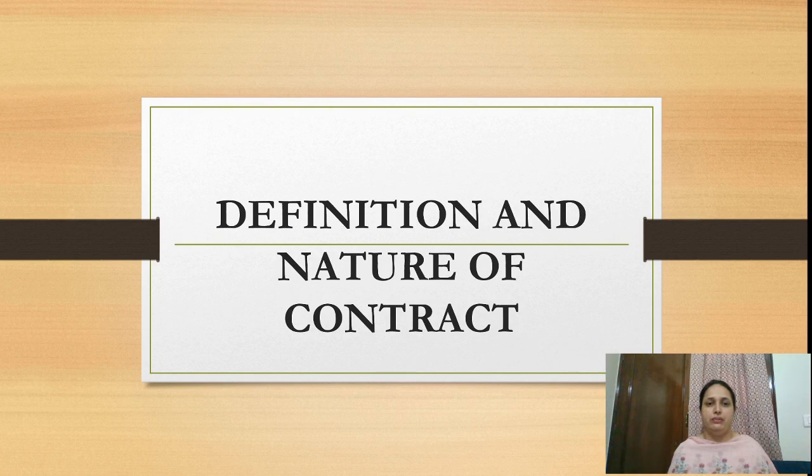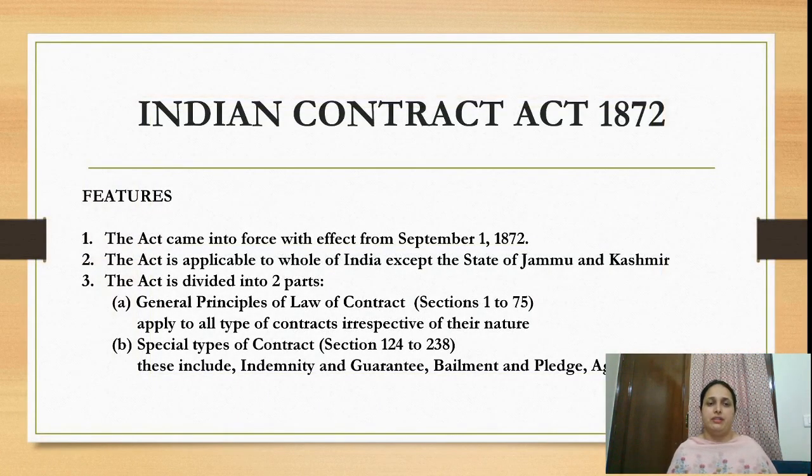I'm discussing the topic definition and nature of contract. Contract comes under the Indian Contract Act 1872. The act came into force with effect from 1st September 1872, and the act is applicable to the whole of India except the state of Jammu and Kashmir.